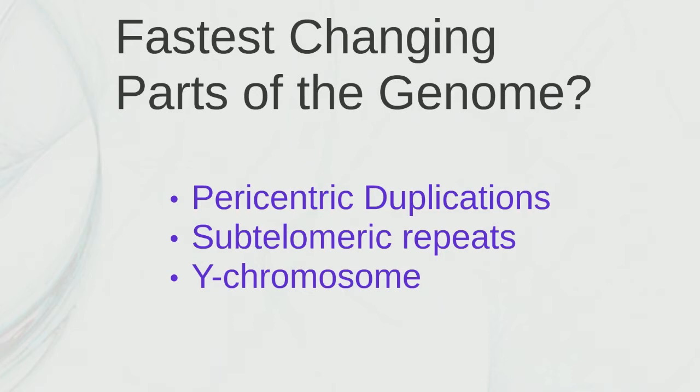So near the telomeres, just inside of the telomeres, there are these subtelomeric repeats, and there are other regions there where the mutation rate is very high, and it's very tricky to sequence, and it's also thought to change very rapidly. And then the last place, which is kind of interesting, is the Y chromosome. If we were here in person, I'd ask you, do you guys know what is changing about the Y chromosome, right? So this is obviously the male determining chromosome.